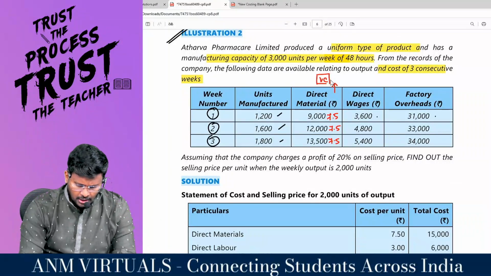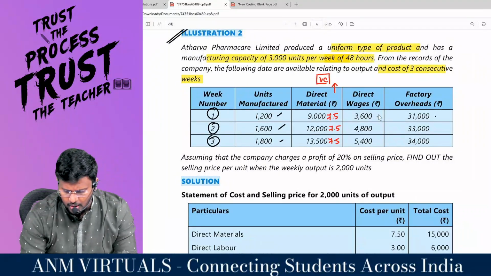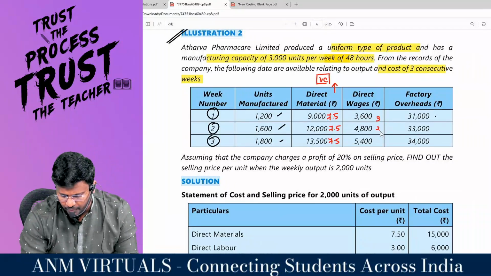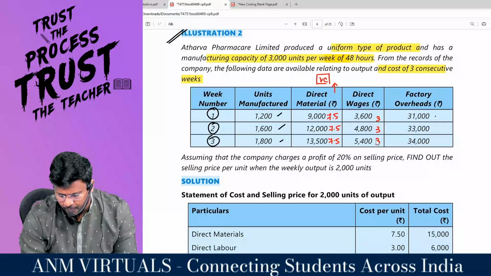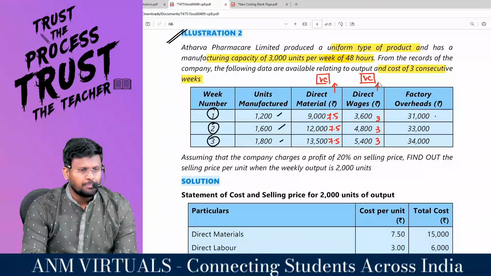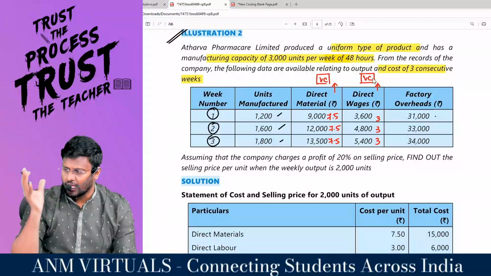Comfortable? Coming to direct wages, 3,600 divided by 1,200 comes to 3. 4,800 divided by 1,600 comes to 3. 5,400 divided by 1,800 comes to 3. So this is also a variable cost because per unit remains the same whereas total will change.